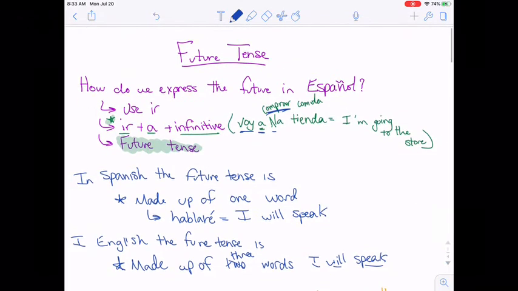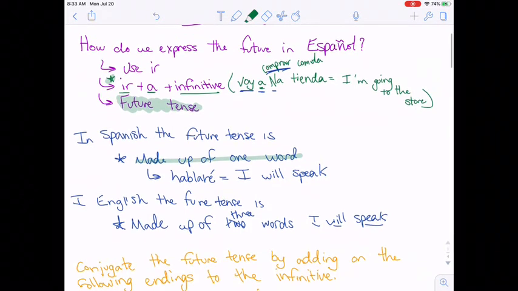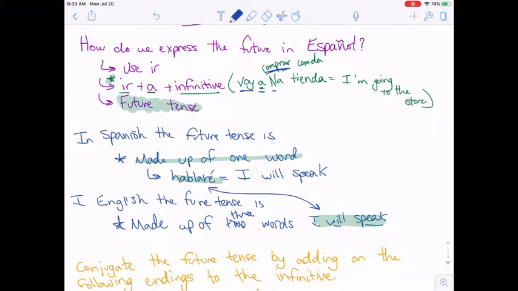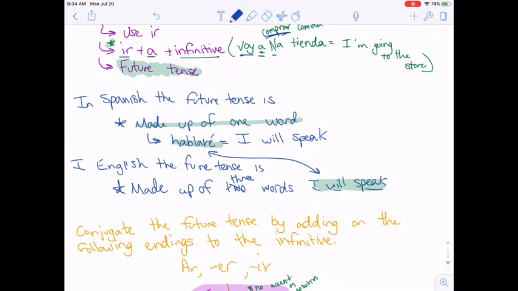So it's different in Spanish and English because in Spanish the future tense is made up of one word, which would be this right here. The verb that's conjugated, hablaré, means I will speak. And then the future tense in English is made up of three words. I will speak, right? That's the contrast right there. We have hablaré and I will speak. So that's a pretty big contrast, right? We have three words in English compared to one word in Spanish.